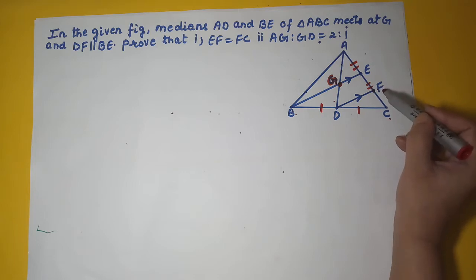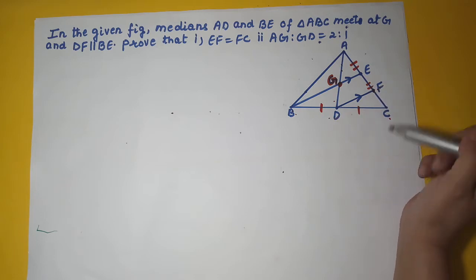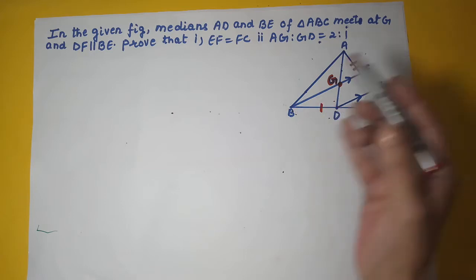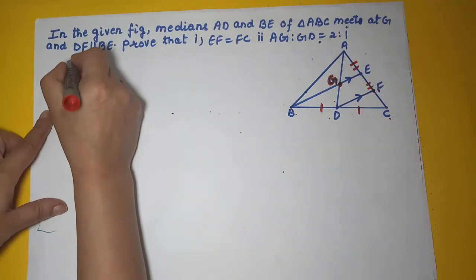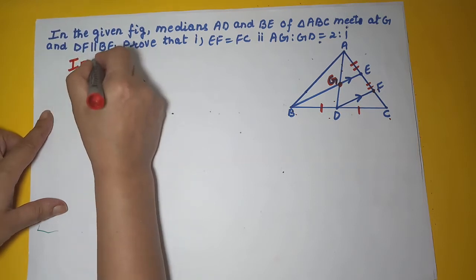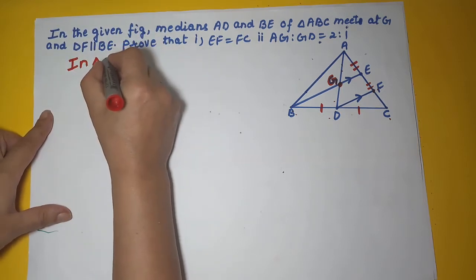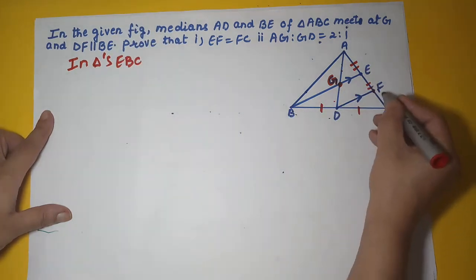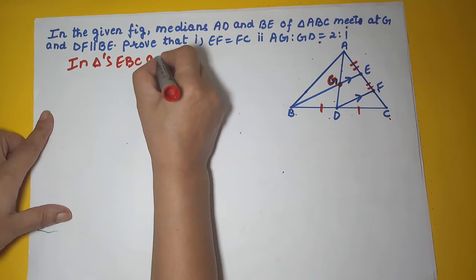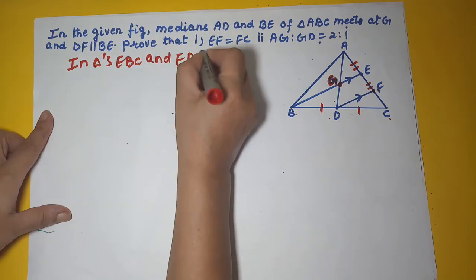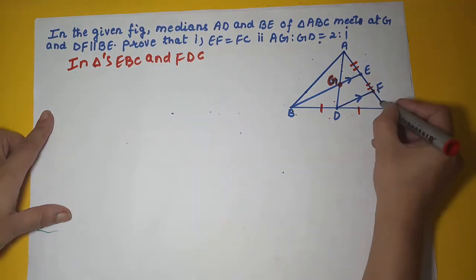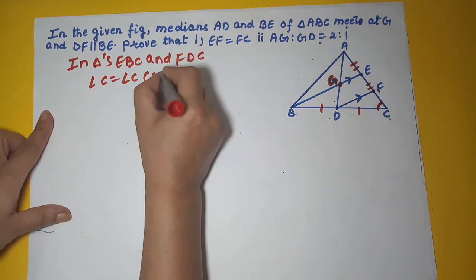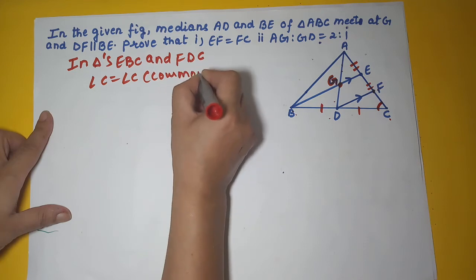EBC and FDC and prove them similar, because this side is parallel to this side, it is given. So let's take these two triangles, EBC and FDC. In triangles EBC and FDC, angle C is common. Angle C is equal to angle C. Why? Common in both the triangles.